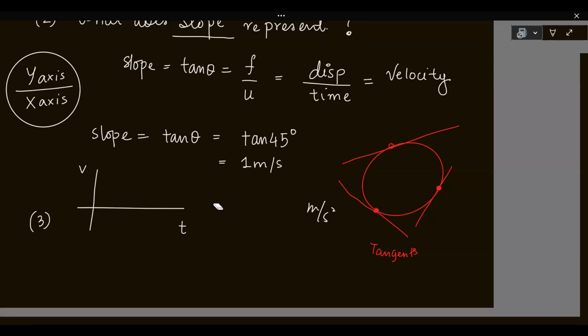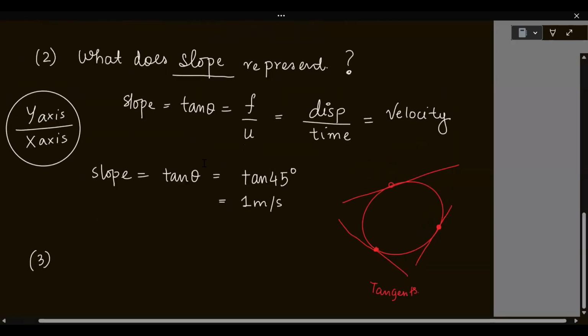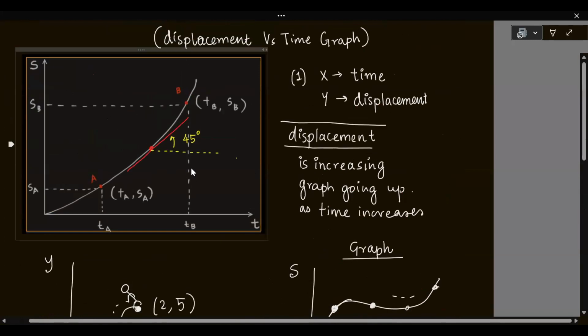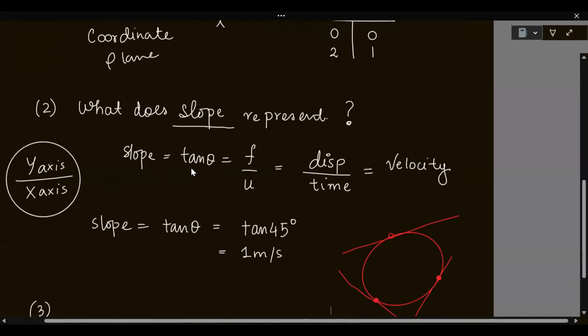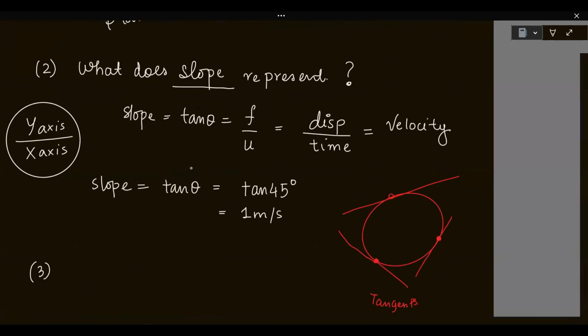Okay. So like that we will do. So write down the shortcut here. What does slope represent? You take the y quantity, divide by the x quantity. That will tell you what is the physical quantity that the graph represents. Okay. The next thing, part number 3. What was the next question, guys? Please tell me what is the next question.